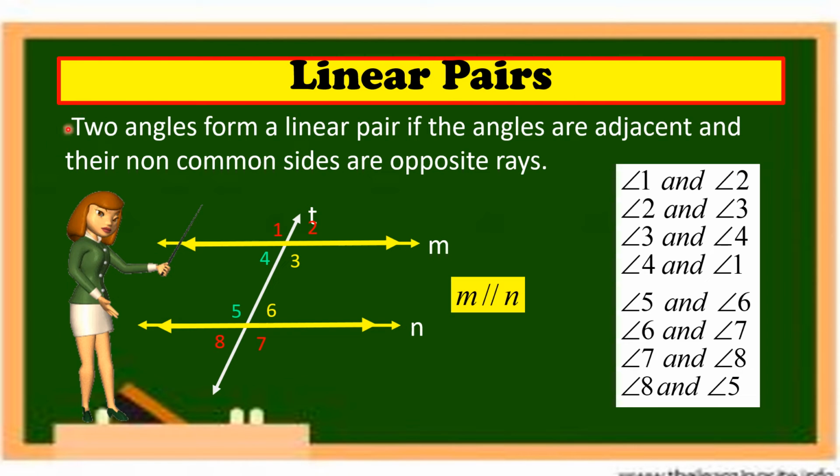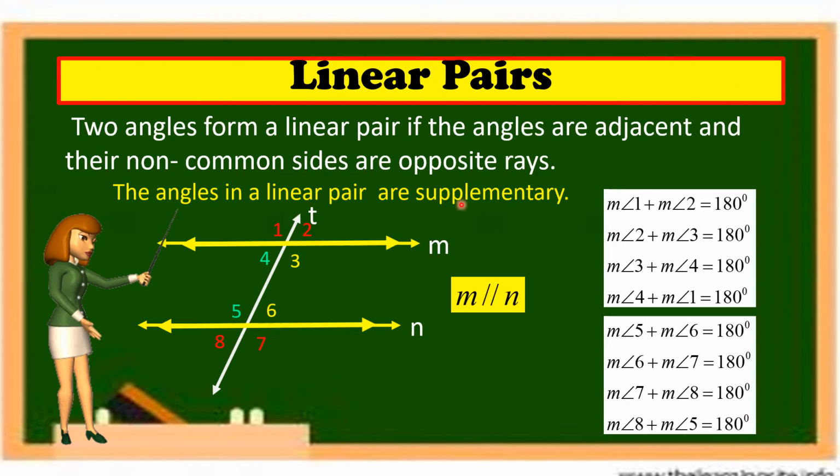Linear pairs. Two angles form a linear pair if the angles are adjacent and their non-common sides are opposite rays. So what are the adjacent angles that form a linear pair? We have angle 1 and angle 2, angle 2 and angle 3, angle 3 and angle 4, and angle 4 and angle 1. So we have another one. Angle 5 and angle 6, angle 6 and angle 7, angle 7 and angle 8, angle 8 and angle 5.